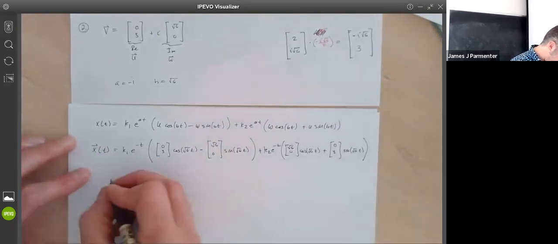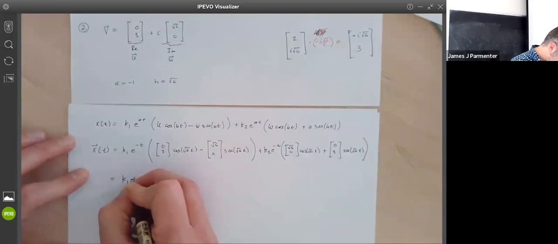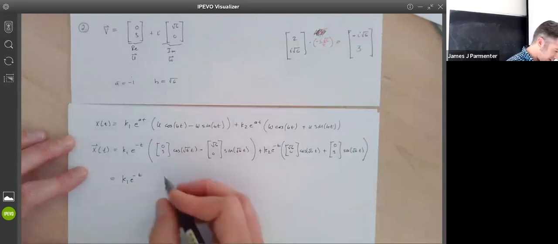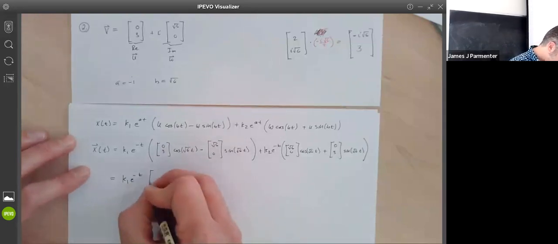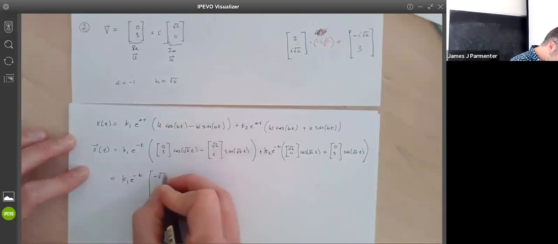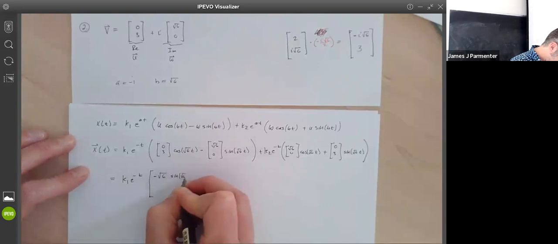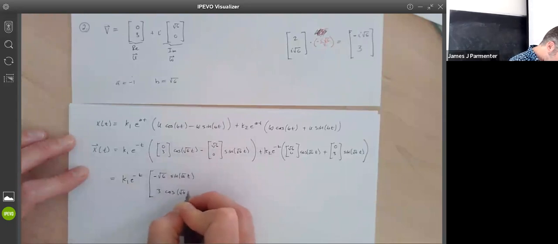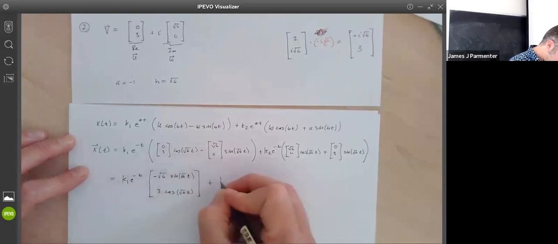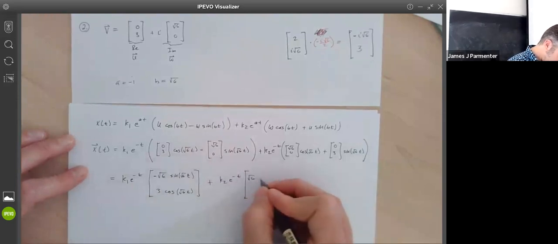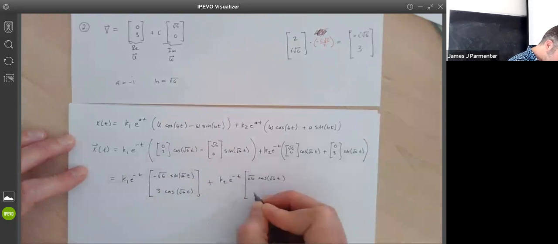And then we throw it all together, meaning I've got k1 e to the -t. This first vector is kind of nice in that there's zeros in the other spots, so it isn't too terrible. The top component is going to be negative root 6 sine of root 6t, and the bottom component is going to be 3 cosine of root 6t. And then the second part is going to be k2 e to the -t. The first component is going to be root 6 cosine of root 6t. The second part is going to be 3 sine of root 6t.